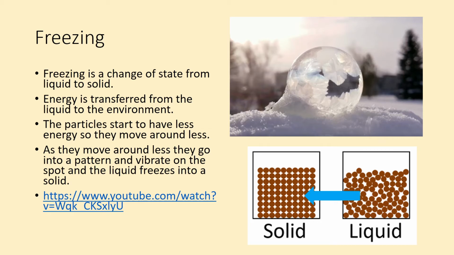The picture on this slide is actually a frozen bubble. So this bubble started off as a liquid, and you can see that somebody's dropped this bubble onto some snow, so it's very, very cold, and we've got the energy from the liquid film of the bubble being transferred to the snow and being transferred to the air. So the liquid has less energy.